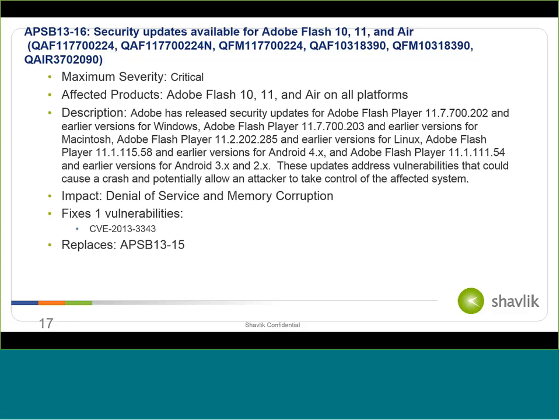So the one CVE that was reported here is a memory corruption issue that could lead to denial of service. It is rated as critical, and this is also where the IE10 security advisory came out, suggesting that people update that as soon as possible to support the new plugins. So again, both the IE security advisory and the Flash updates should be pushed as soon as possible to your environment. These patches do replace the APSB 13-15 update within our system.